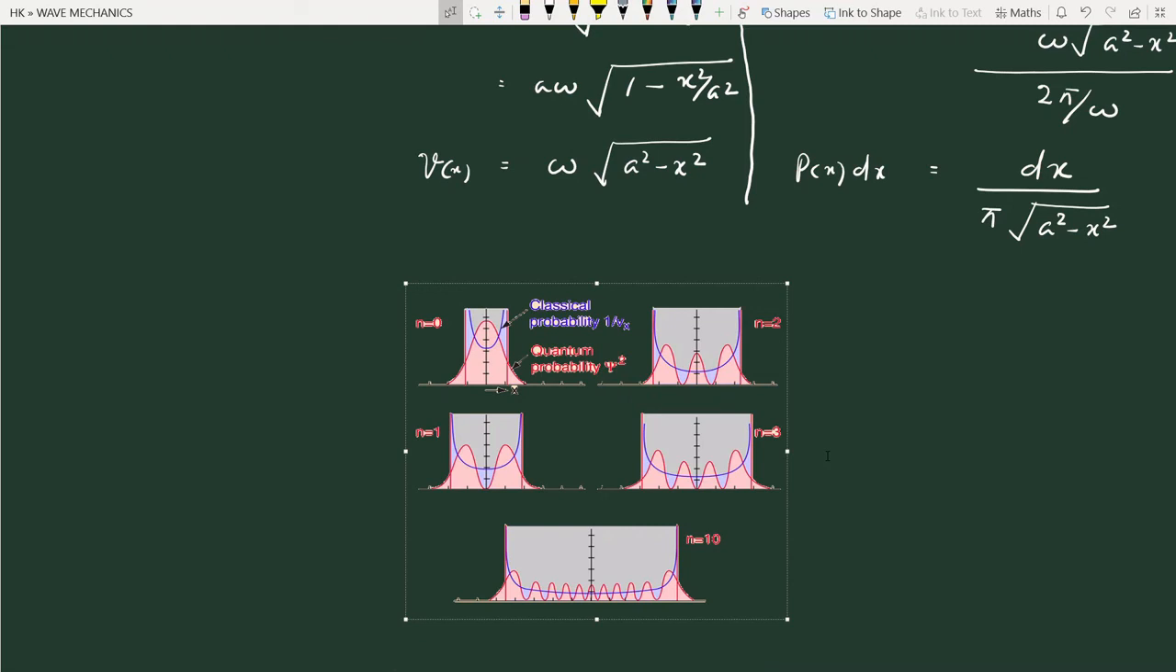Now we can stop the discussion. Now we will look at a few problems on the linear harmonic oscillator in the next class. That's all.